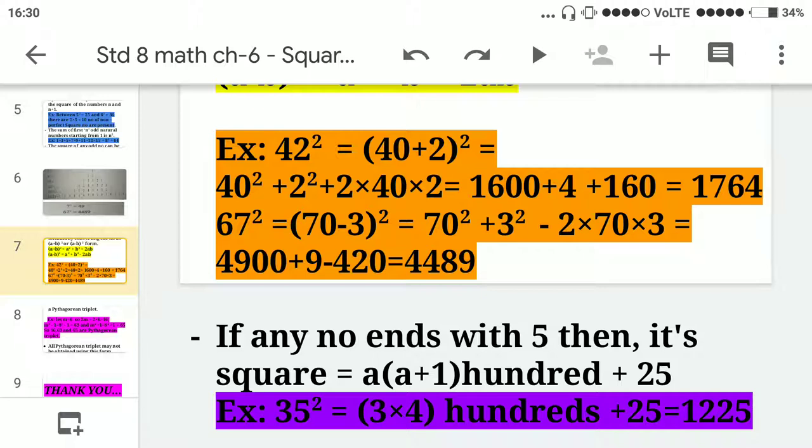Here a stands for 3. So a plus 1 means the next number, that is 3 into 4, 1200, and 25 is the answer. It is quite easy for calculation.